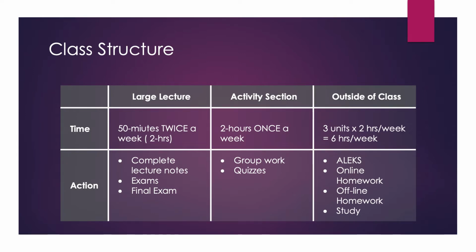But that's not all there is to class. There's also outside of class, right? The third component. This is a 3-unit class, and if you have 3 units, you're considered to need 2 hours per week per unit, so in our case, 6 hours a week, just to get a C in the class. It's this time outside of class where you will be completing your ALEKS online homework, which is WebAssign, your offline homework, and studying for exams.